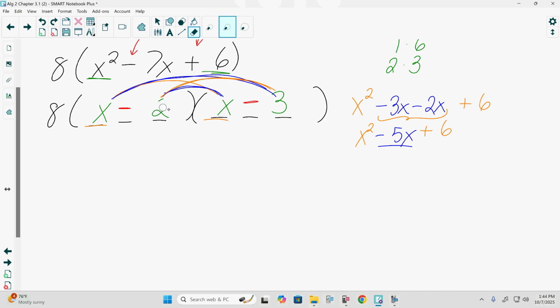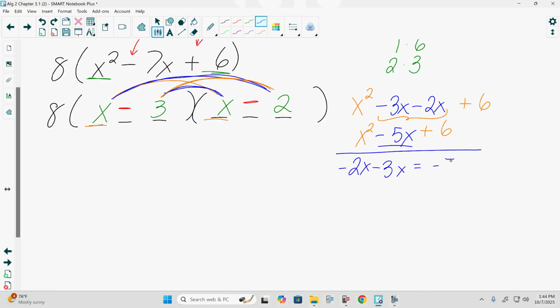So, first thing we could do is we could actually switch the 2 and 3, which would give us x times negative 2, which would be negative 2x. Negative 3 times x is negative 3x, telling us that we have negative 5x, which is the exact same thing. So since 2 and 3 didn't work in either form, we can switch to 1 and 6 and try again.